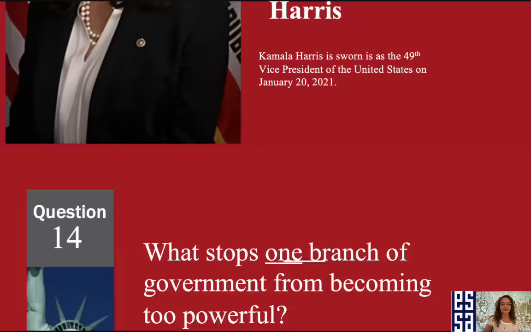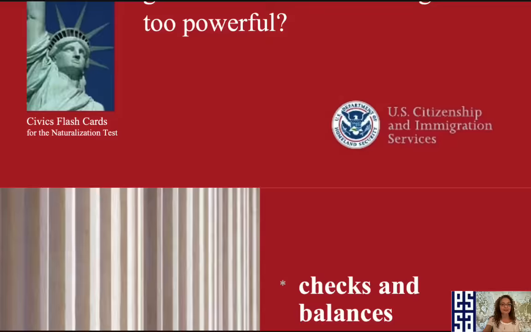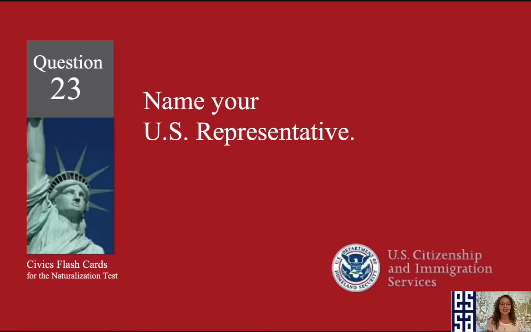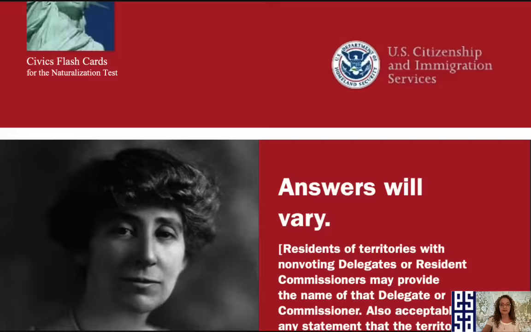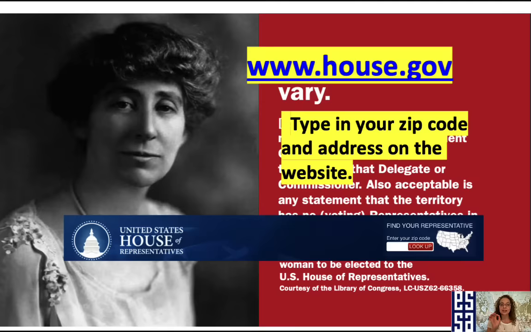What stops one branch of government from becoming too powerful? Checks and balances. Name your U.S. representative. Answers, of course, here will vary. You can go to house.gov and type in your zip code and your address to find the name of your specific U.S. representative.